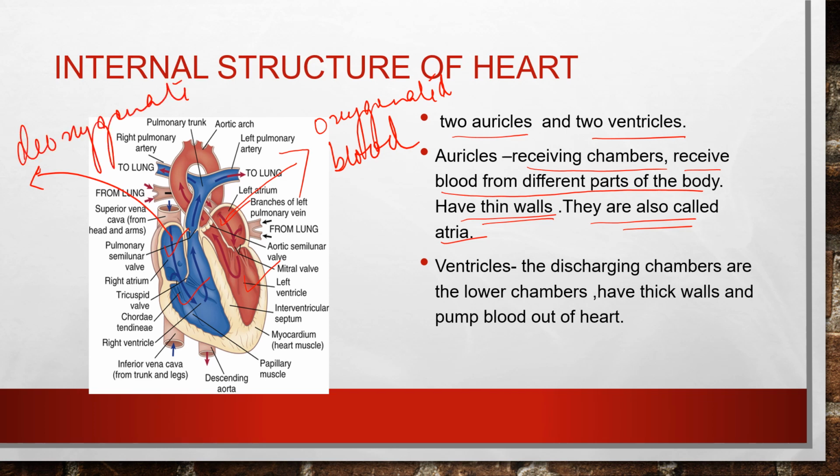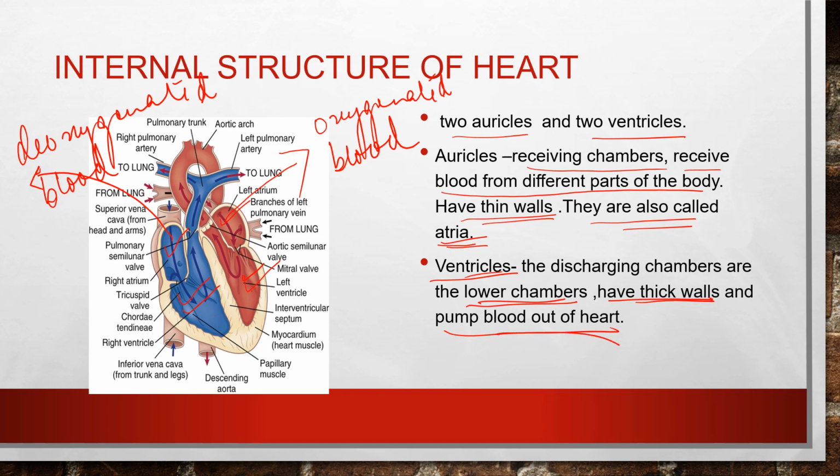When I am teaching, please make it clear that whatever you are learning, it should be proper from the basics. So two auricles and two ventricles. Auricles are receiving chambers. They receive blood from different parts of the body, and they are also called atria. They have thin walls. Whereas the ventricles, when you come down, these two are ventricles. This is the left ventricle. This is the right ventricle. These are the lower chambers, and they have thick walls, and they pump out blood to different parts of the body.